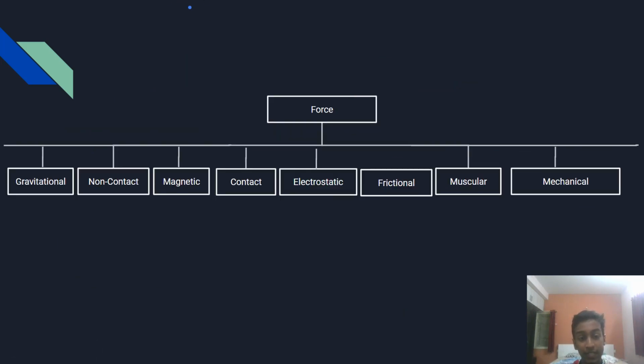Now force can be of 8 types: gravitational, non-contact, magnetic, contact, electrostatic, frictional, muscular, and mechanical force. Contact force. When we kick a football, the force arises because of the contact of our foot and the ball. Any force which has a contact of two objects, like in this case foot and the ball, is known as contact force.